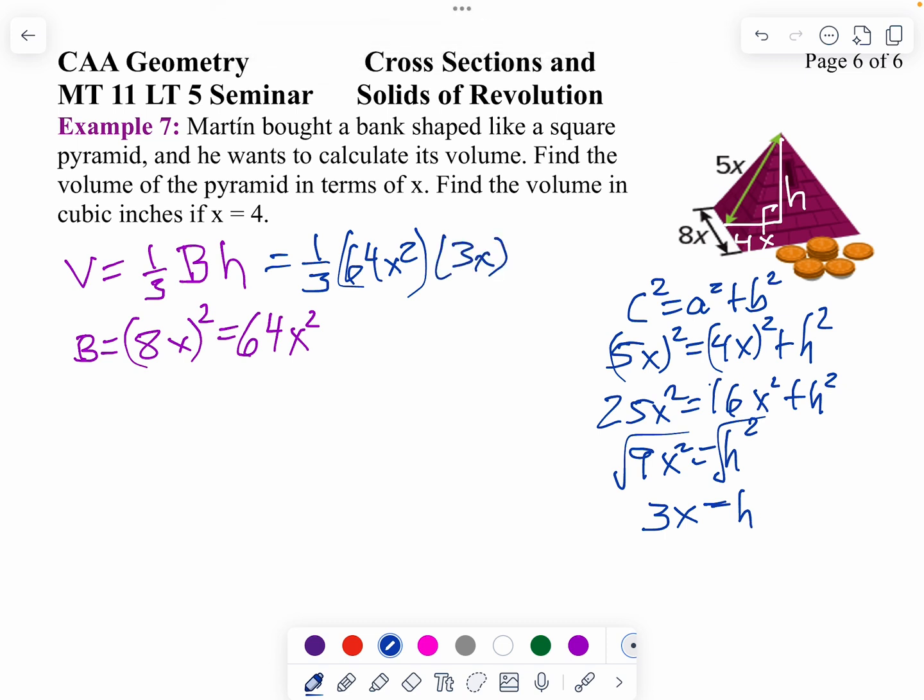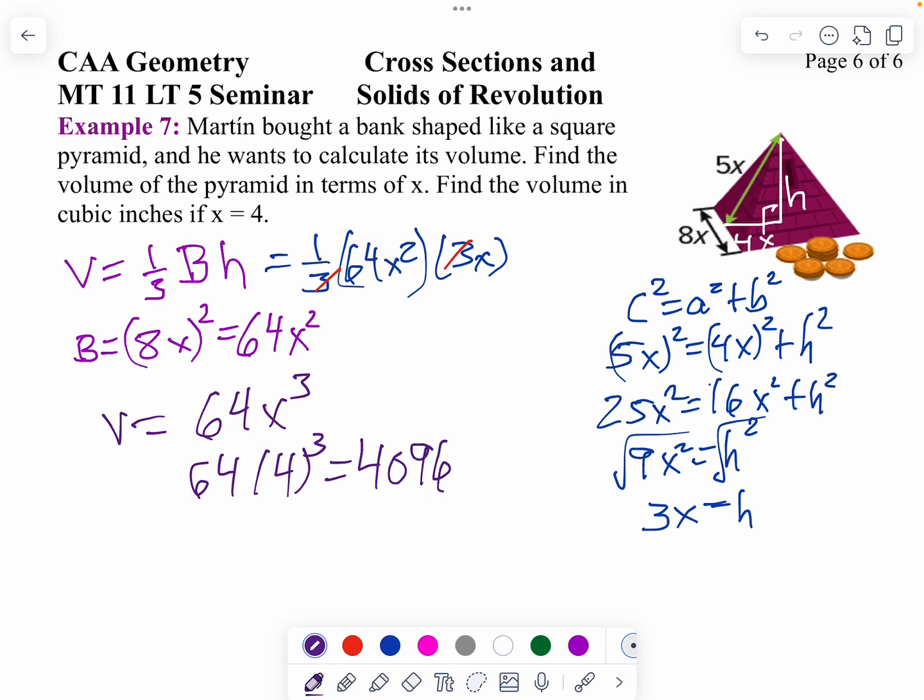So when I do that, if I take 64x squared, and know my 3's reduce, so my volume in terms of x is 64x cubed, because all I do is x squared times x, I get x cubed. Then I'll replace x with 4. So I'll get 64 times 4 cubed, which as it turns out is 64. And 64 times 64 is 4,096.